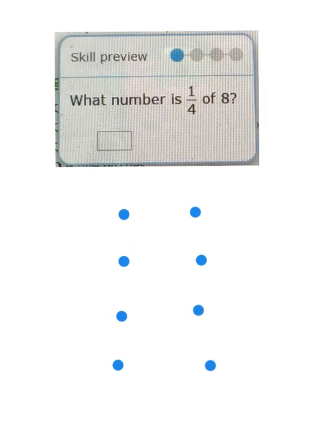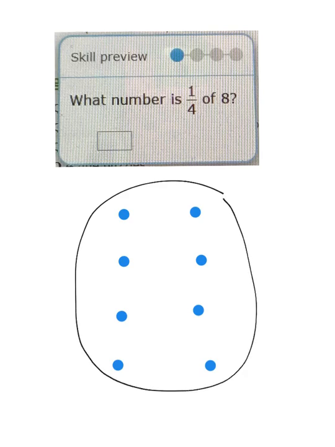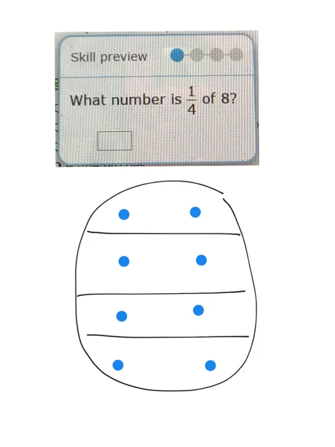In this last example, we're splitting 8 into quarters. What is 1/4 of 8? So same thing. I have my whole. It wants me to split it into 4 equal sections. 1, 2, 3, 4. So how many is in each section? Obviously, 2. Hope that helps. Good luck.